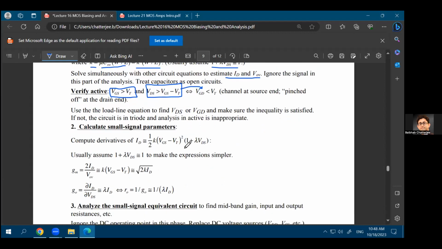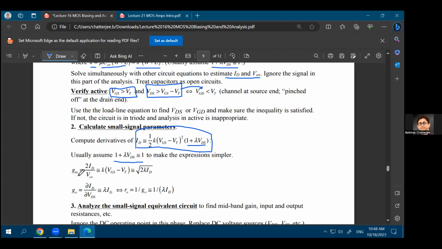Okay, you can calculate your small signal parameters. You already have your equation of ID when you are considering the 1 plus lambda VDS term, this additional channel length modulation parameter term. If you don't consider it, then you can just take that additional term to be almost equal to 1 to make this expression much simpler.